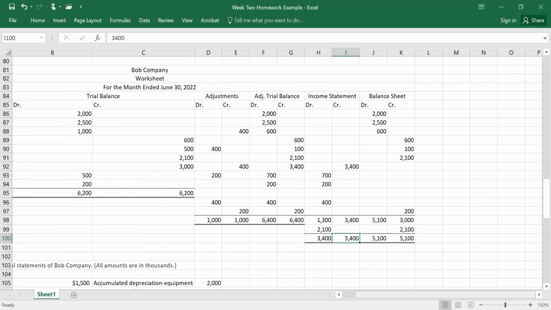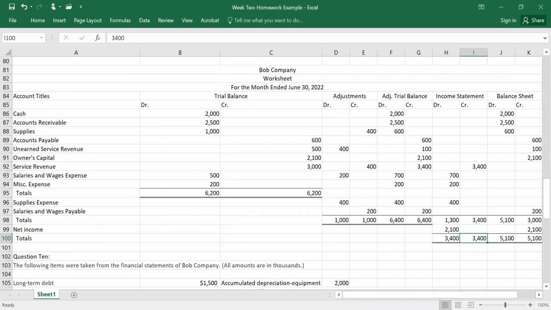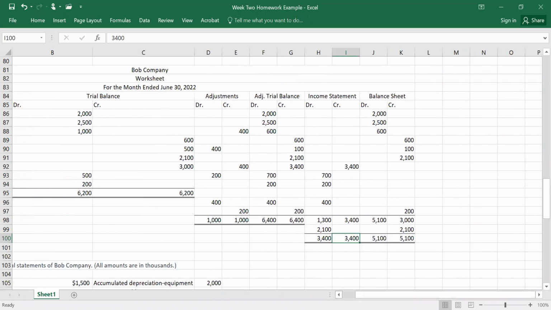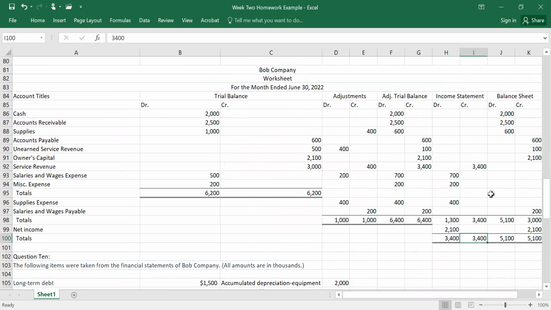Next, this is where we have to, let me see if I can make it just a little bit. Let's see what I can do here to get the balance sheet. Hopefully I can get most of it. Again, now we're creating our balance sheet. We're going to just look at the adjusted trial balance and carry numbers over, right?